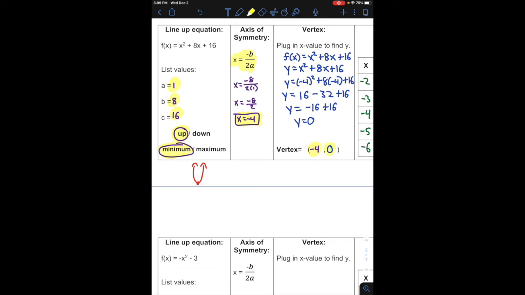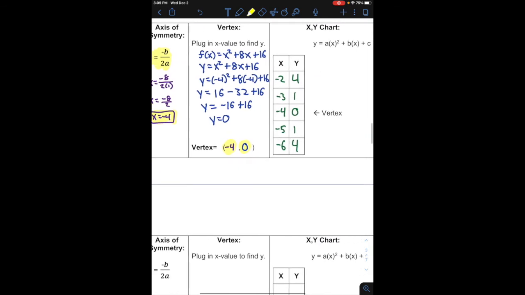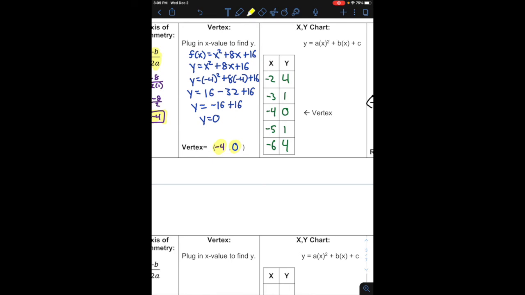Moving on to the table of values, the vertex is the center of our parabola, so we're going to put it in the center of our table of values. We're going to then follow the x values by counting back, so negative 4, negative 5, negative 6, and then negative 3 and negative 2. We'll then plug those x values into our function to find the y values you see in the table. Please make sure you're using the order of operations and you solve it very carefully to find those y values.